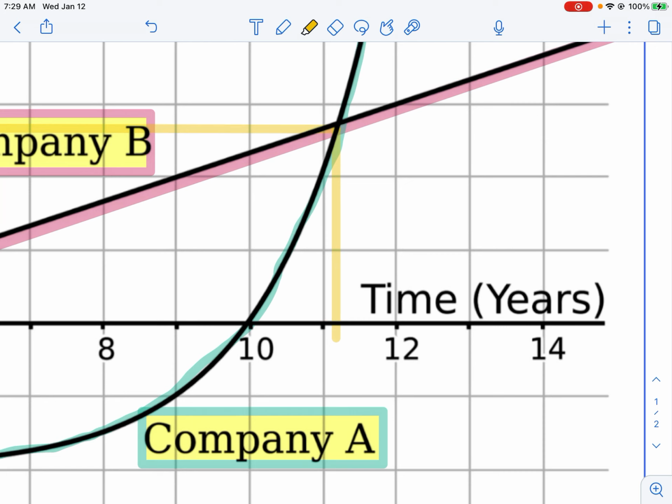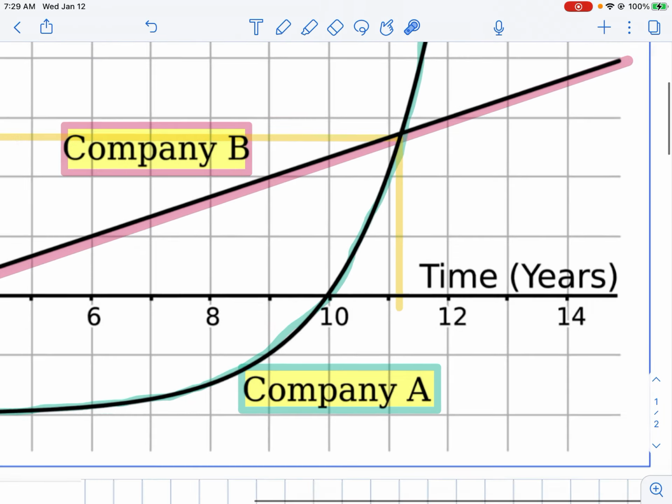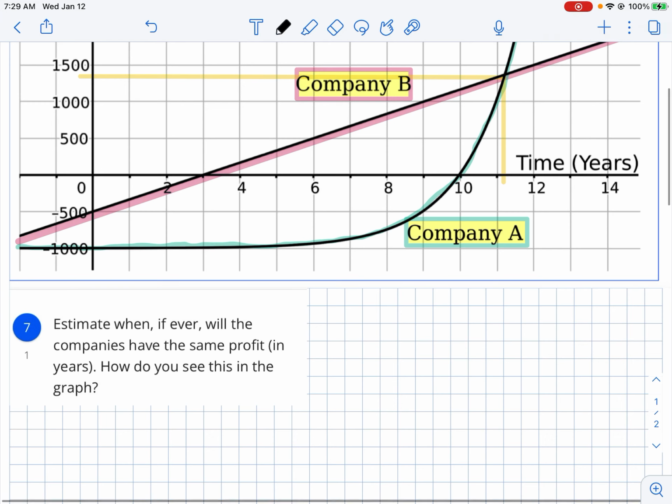So that would be 10 years, so then 11, and then 12. So just after 11 years. So you could write something like just after 11 years.